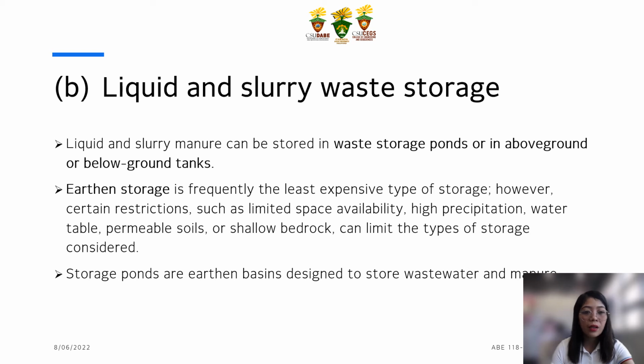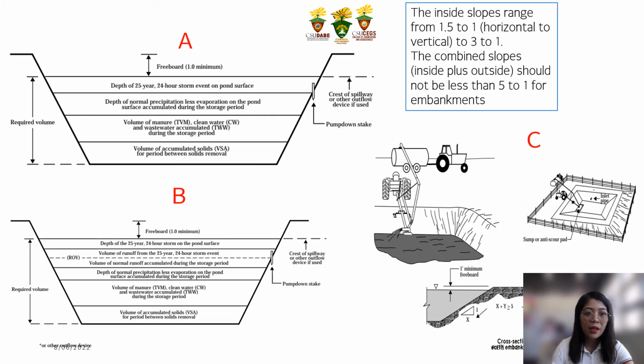Earthen storage is frequently the least expensive type of storage. However, certain restrictions such as limited space availability, high precipitation, water table, permeable soils, or shallow bedrock can limit the types of storage to be considered. Storage ponds are earthen basins designed to store wastewater and manure.